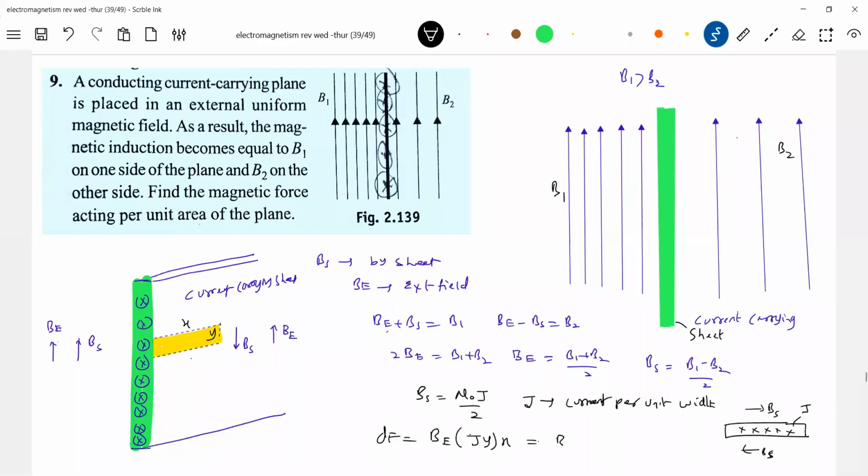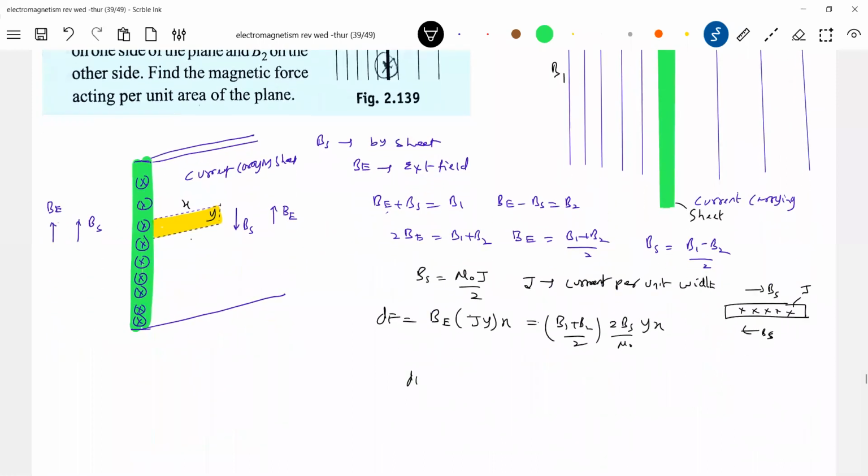Do we know BS? Yes, it has a value. So let me write all the values. So B1 plus B2. J, what you can write it as? 2 BS by mu naught into Y into X. Let me go for the next step. So DF is equal to 2 BS, which you can write as B1 minus B2. So force per unit area.